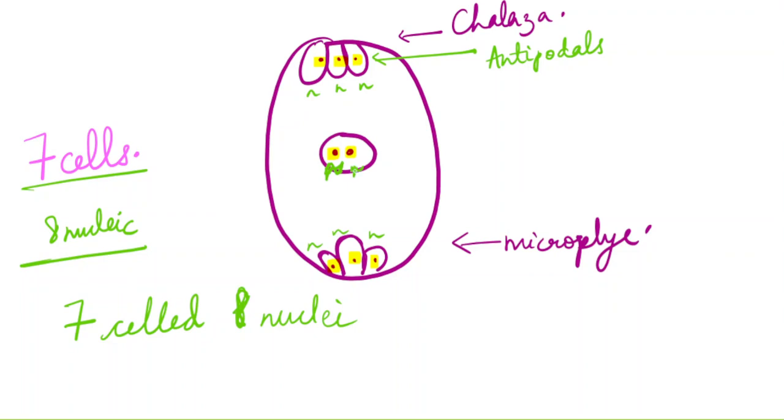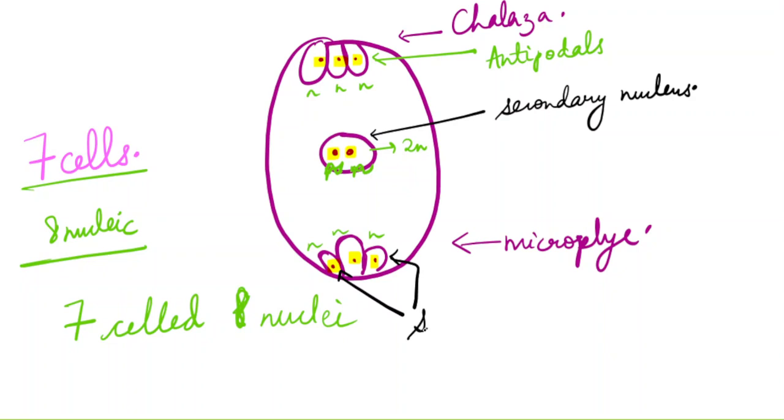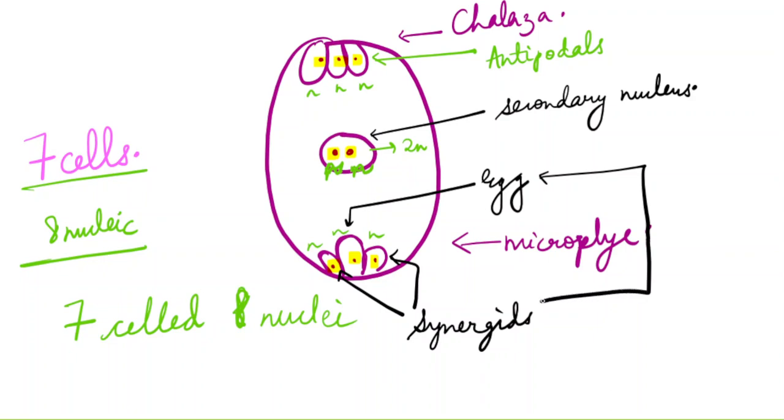The middle cell will have n plus n, which you can say as 2n as a whole because it is just one cell, but the nuclei have not fused. The middle cell we call the secondary nucleus. And down you have 2 synergids, and the middle one is known as the egg. So the two synergids plus the egg, this entirely we call the egg apparatus.